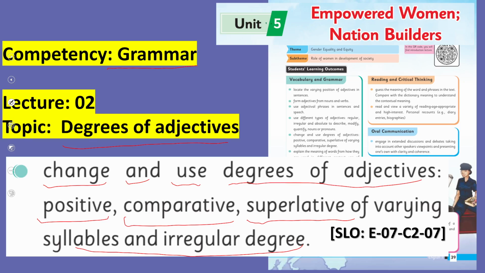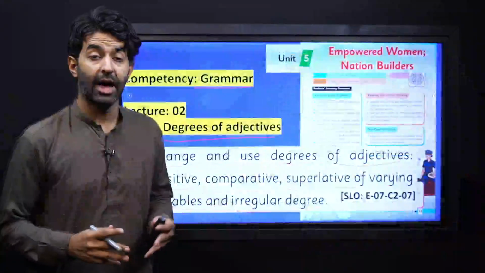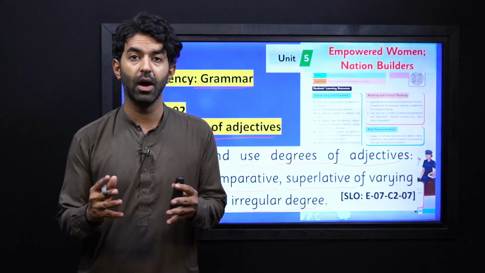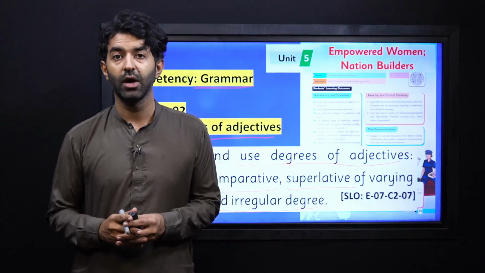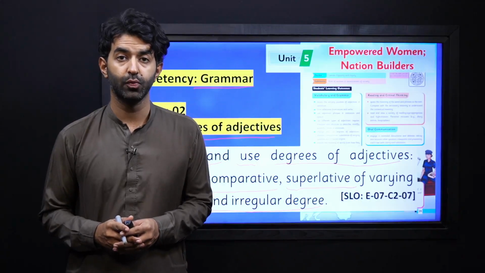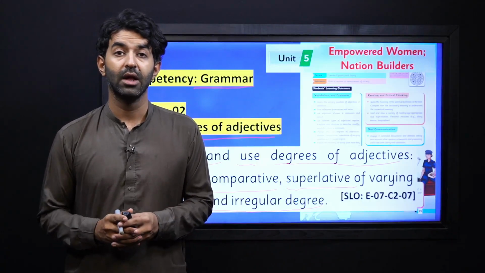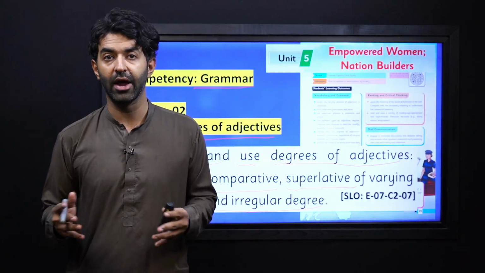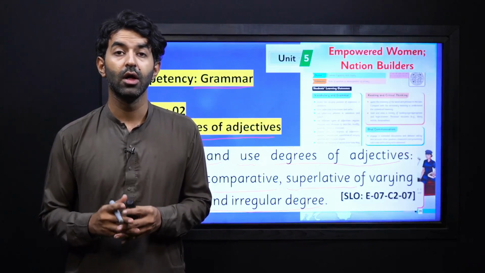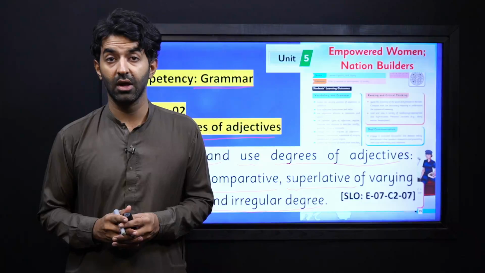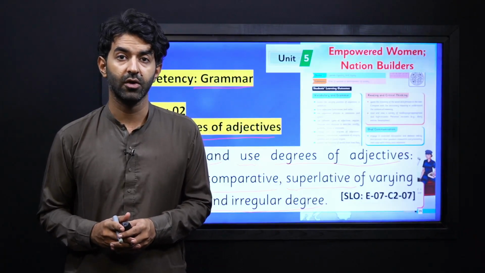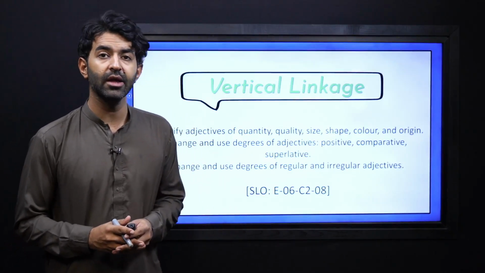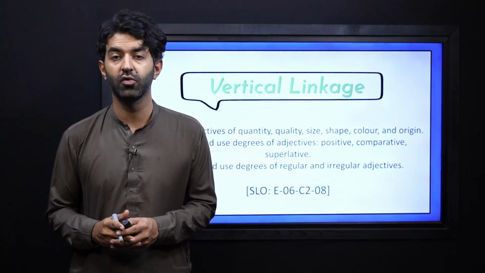Now, we know, students, that adjective is a part of speech and it has different forms. We are going to talk about each form. They are positive, comparative, and superlative. Not only this, but adjectives are regular and irregular. We are going to see how regular and irregular degree adjectives have different kinds of degrees. Let's move on. Here you can see a vertical linkage that links this SLO with the previous grade.